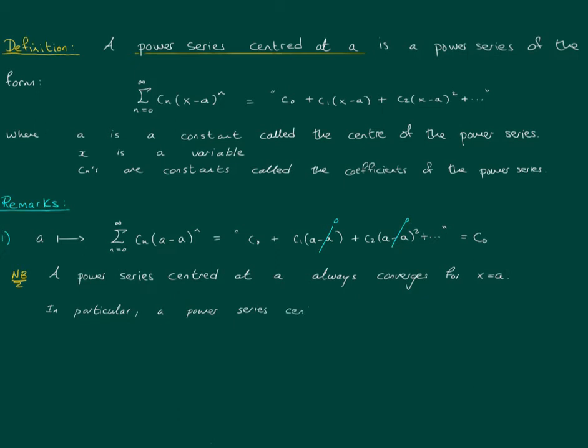So in particular, a power series centered at 0 always converges for x equal to 0. So in any of the power series we've seen before, plugging in x equals 0 makes sense when we've expanded it as a power series centered at 0. So anything except method 2 in the last example.